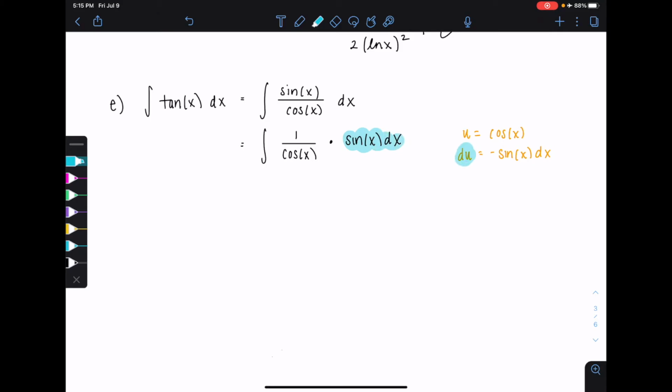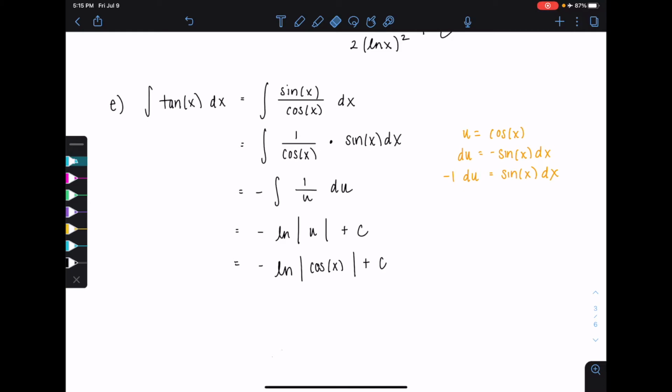The only problem is I don't have this minus sign. But that's no biggie because we can just bring that over to the other side. So 1 over cosine of x turns into 1 over u. Sine of x dx just introduces a minus sign. So switching over my variables, this becomes negative integral of 1 over u du. And that's exactly negative natural log of the absolute value of u plus c, which is negative natural log of the absolute value of cosine of x plus c.